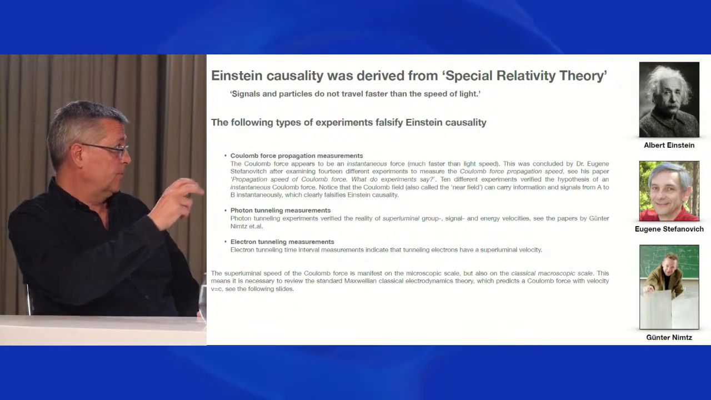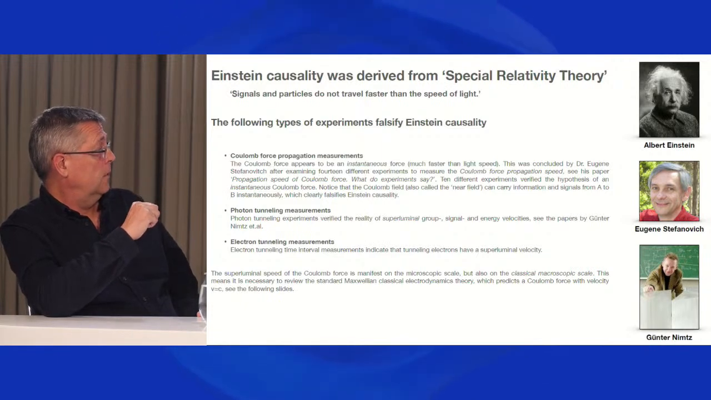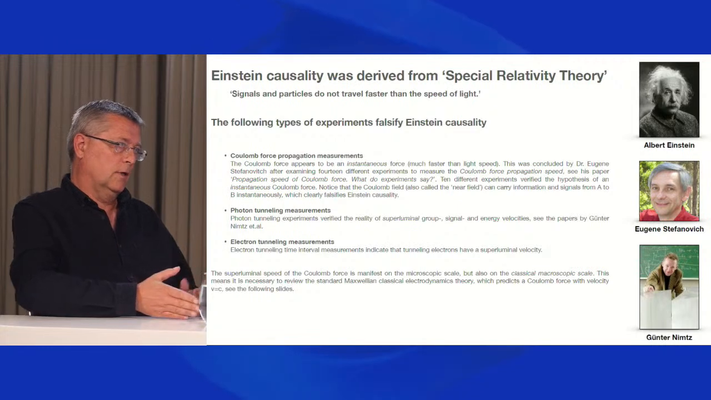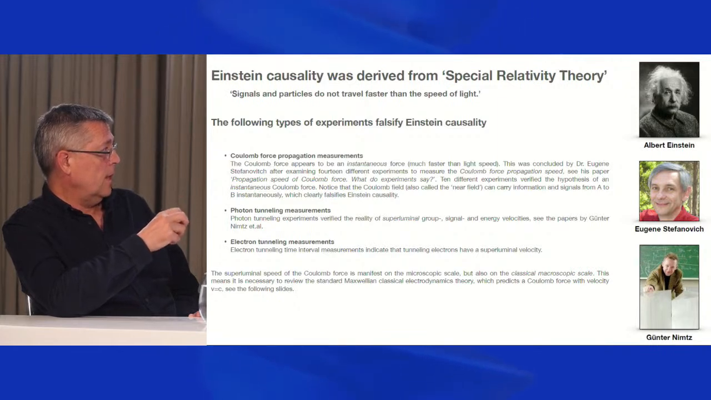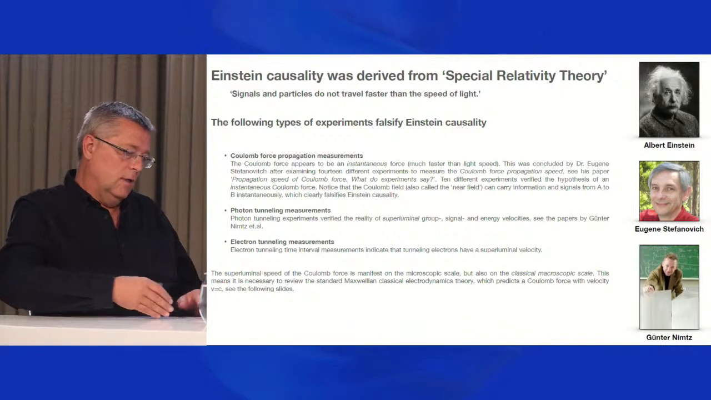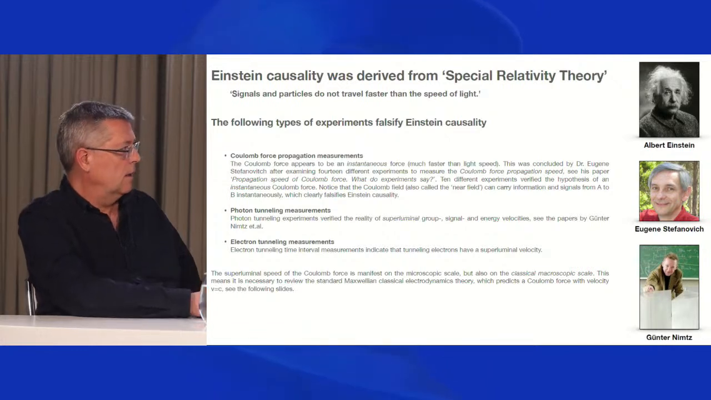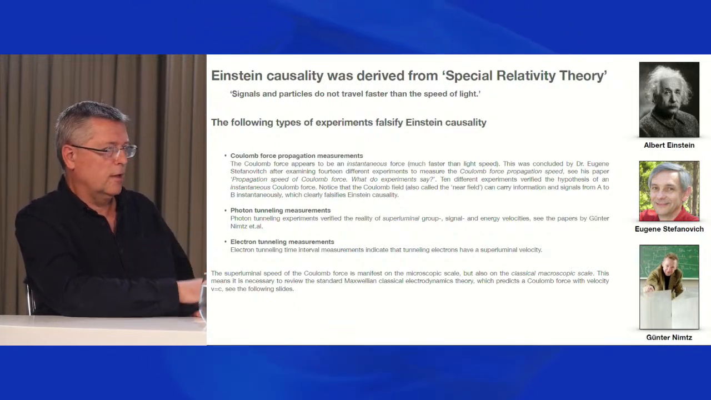Another type of experiment that shows superluminal velocities is photon tunneling, the tunneling of photons. These are experiments by Gunther Nimtz. This also shows that there are signals that are faster than the speed of light. And the third type of experiments that are in disagreement with Einstein causality is electron tunneling measurements. This also shows that electrons that are tunneling through a barrier, I should say, have a velocity that is faster than the speed of light. There are a couple of experiments that show that.